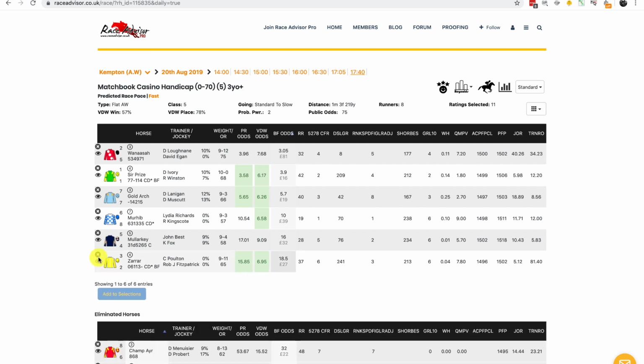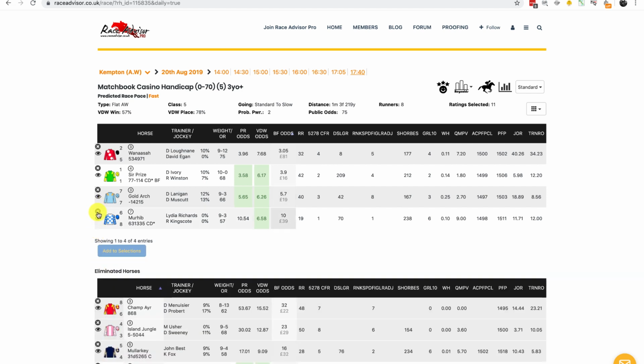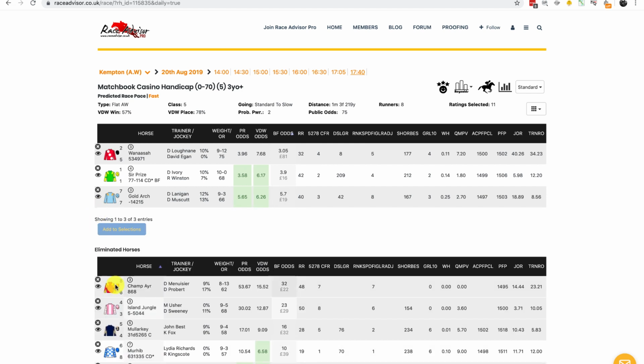So I'm going to remove all of these horses that are 10 or above, which leaves me with 3 runners, the 3 favourites, which is where we're probably going to look to lay the majority of the time. Now, from these 3 runners, obviously we have a preference for laying the favourite here, who is currently Wanasa. But we may want to consider these other 2 as well, Surprise and Gold Arch.